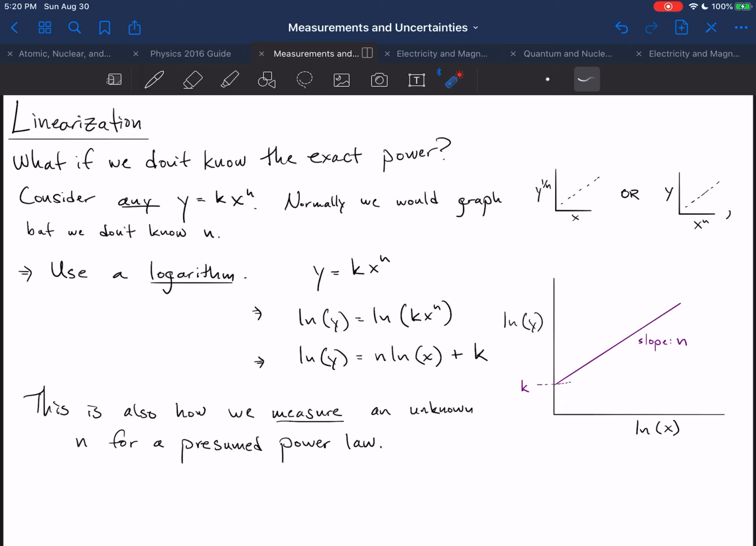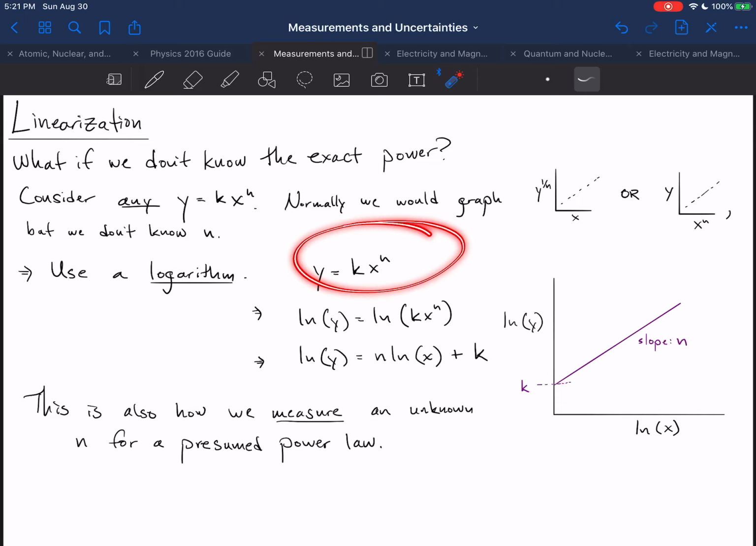In order to use this linearization technique for any y equals k times x to the n, normally we would graph y to the 1 over n versus x, or y versus x to the n. Both of these would work, but if we don't know n, then we can't do that, right? So we've taken our data and we're not sure what the relationship is. Well, there's actually a technique that will allow you to linearize the data without necessarily knowing n, as long as the relationship is a power law. And that's by using a logarithm. So here's how it works.